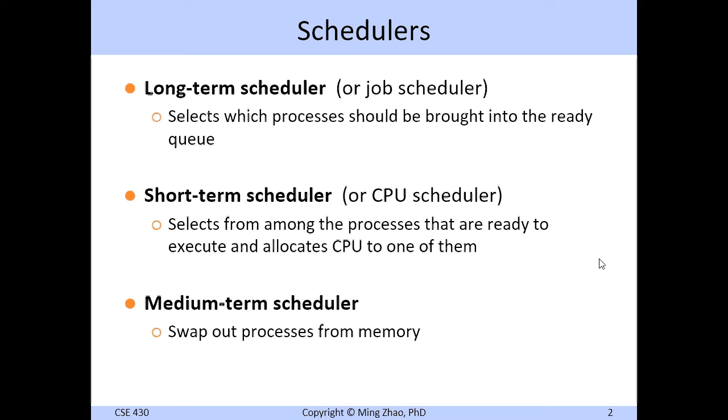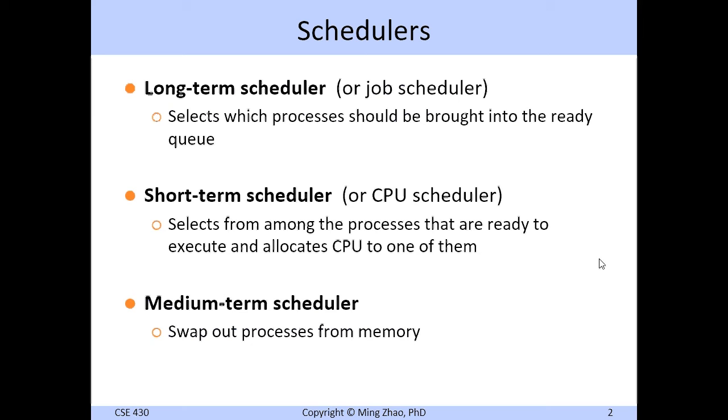We have also learned that there may be a medium-term scheduler. Among all the processes that are in the ready queue, ready to run, it decides which process should be temporarily swapped out of memory onto secondary storage. Those are the processes that will be temporarily paused and swapped out, and they might be brought back into memory and placed back into the ready queue later. So these are the three levels of scheduling we have learned so far.